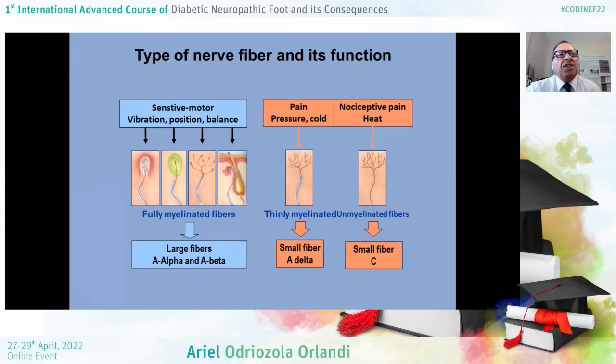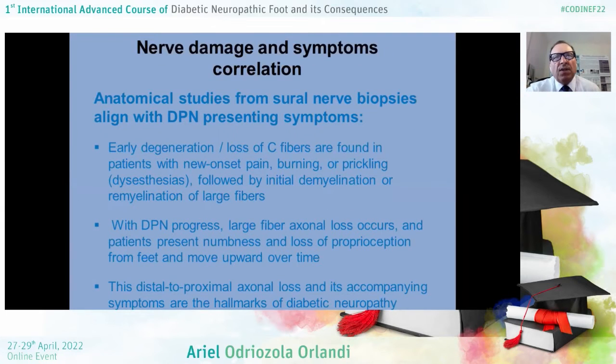And there is a correlation between nerve damage and symptoms, seen in nerve biopsies of patients with diabetic polyneuropathy. First, patients with new onset pain, burning or pricking show early degeneration or loss of C fibers, and subsequently initial demyelination or remyelination of large fibers. Patients then present numbness and loss of proprioception from the feet, moving upward over time. If DPN progresses, distal to proximal axonal loss symptoms are the hallmark of DPN.